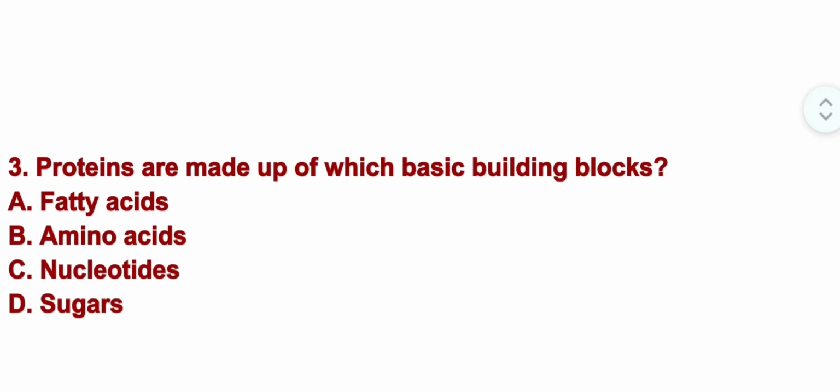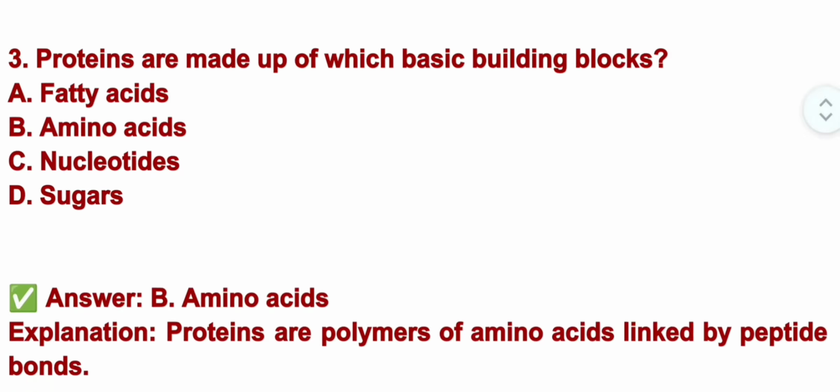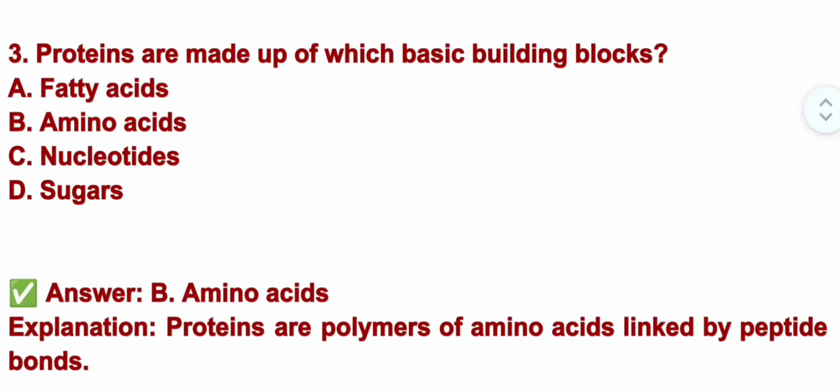Question number 3. Proteins are made up of which basic building blocks? The correct option is option B. Amino acids. Proteins are polymers of amino acids linked by peptide bonds.